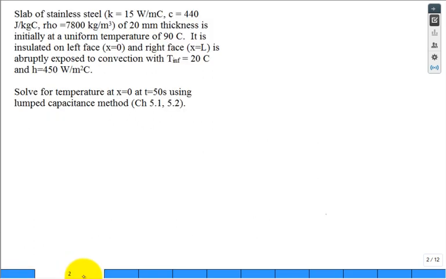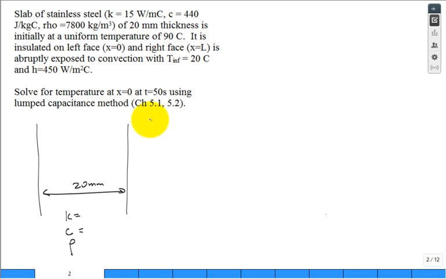Here's a review problem. So we have a slab of stainless steel. The slab has thermal conductivity given, K, has a specific heat given, and the mass density given. And it has a thickness of 20 millimeter. And initially has a uniform temperature. T initial is everywhere. I'm going to change that. I think it's 70 degrees C that I'm running with.